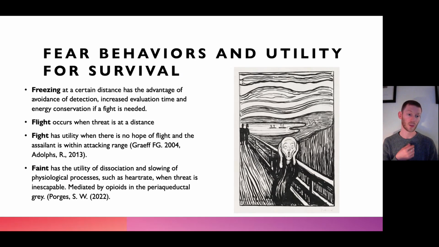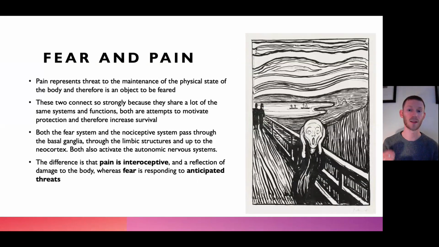And this is extremely useful if you were to be cut and were bleeding, for example. You'd be much less likely to bleed out. You have more time to then escape and to get away. So fear has an extremely valuable role in our survival because of these responses. Now, pain, as we said before, it represents threat to the maintenance of the physical state of the body and can be an object to be feared because any threat to survival is an object that can generate fear. And the two systems connect so strongly because they share a lot of the same systems and functions. Their role is both to protect.